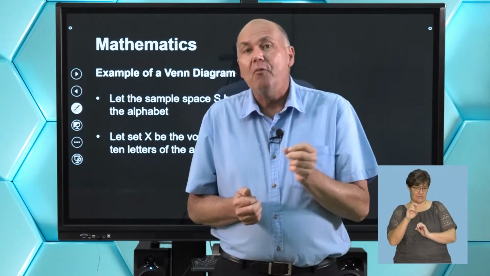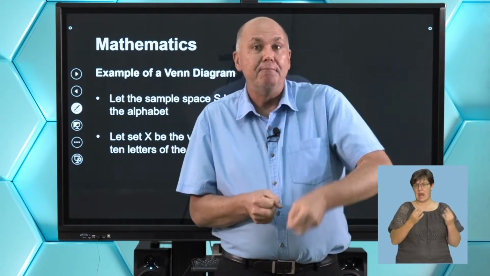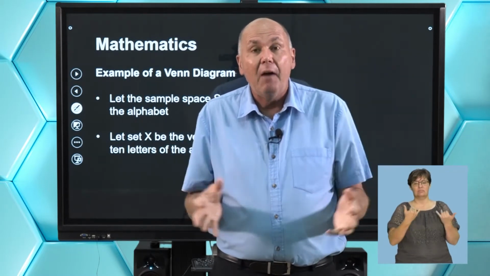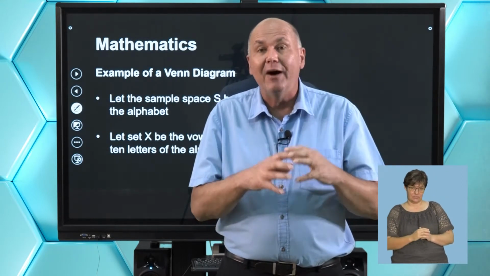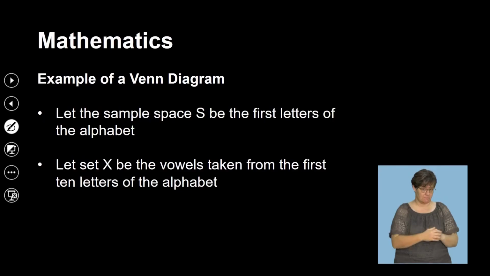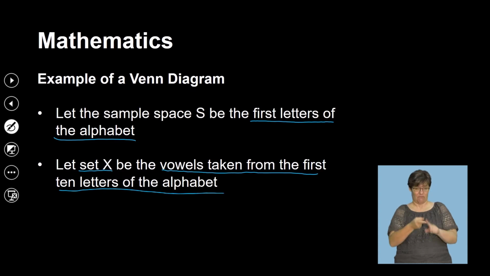And so I want to look at a little situation. Instead of pulling numbers or socks out of a bag like I did in a previous lesson, I'm wanting to look at the letters of the alphabet. And we're going to divide them into different groups. Let's have a look at the criteria we're going to need. So we're going to let the sample space be the first 10 letters of the alphabet. And we're going to let set X be the vowels taken out of that first 10 letter set.